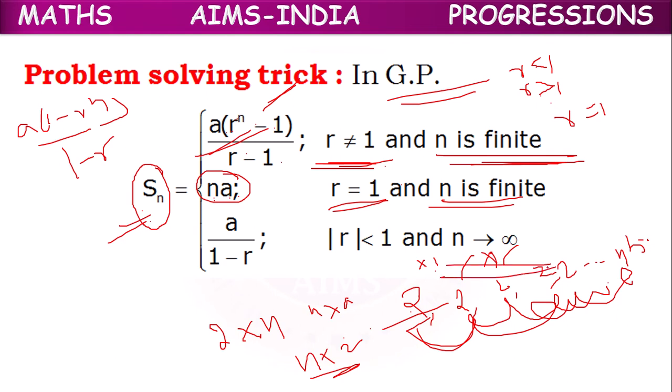If n is infinity and the modulus of r is less than 1, then we have the formula a by 1 minus r. Like this, for finding the sum of terms, we have four main formulas which we have to use according to the condition given in the question.